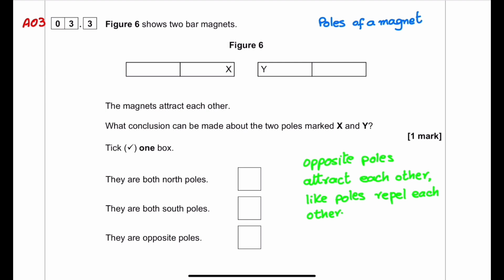We know that opposite poles of magnets attract each other, whereas like poles always repel each other. If these two poles are attracting each other, it means that they are opposite. So the correct option is they are opposite poles.